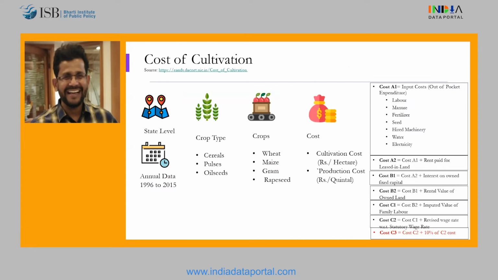Then after the API, there is the cost of cultivation data. Cost of cultivation is a very important feature of the agriculture section, as you must be aware, because cost is used for estimating the price.